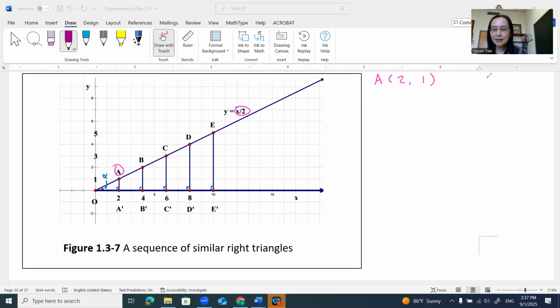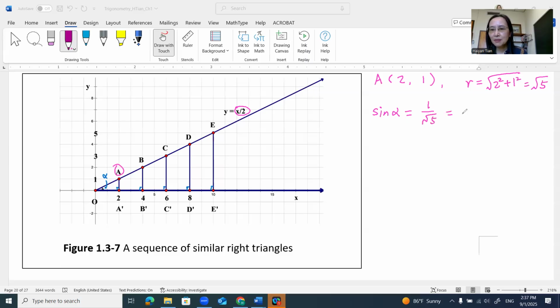Now we can determine the r, which is square root of x squared plus y squared. So we have square root of 5 for r. Then let's calculate 6 function values. So sine alpha using the point A will be y over r. Y is 1 over r, square root 5.